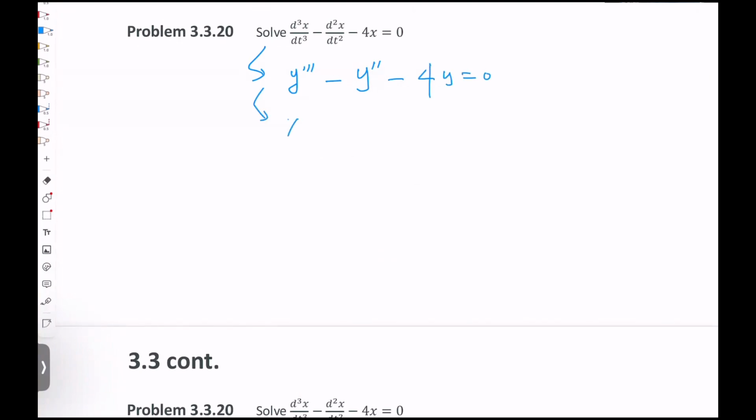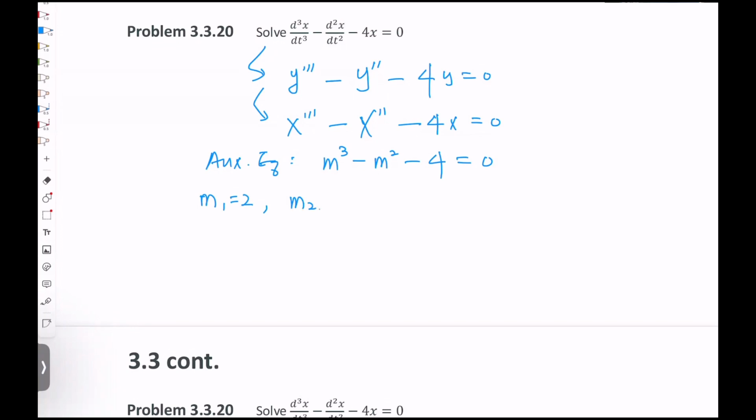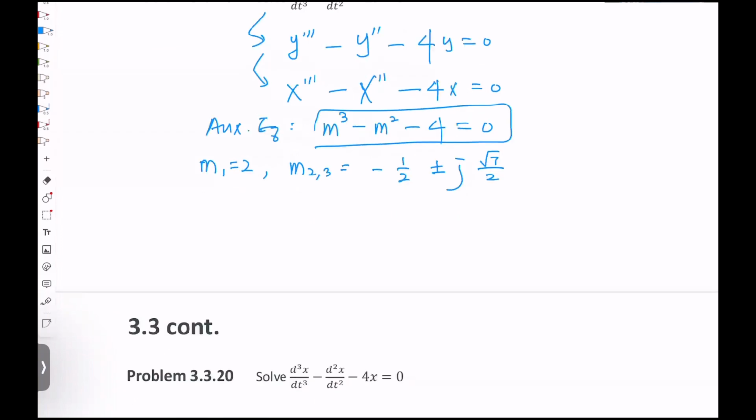Well, it's an x, so you can say, hey Dr. Kim, it's an x, should we do this? Yeah. And our auxiliary equation is m cubed minus m squared minus 4 equals 0. Again, no m for the last term. Then we're going to have m1 equals 2 and m2 and m3 equal 1 over 2 plus minus j square root of 7 over 2. How do we go from here to here? Using your calculator.